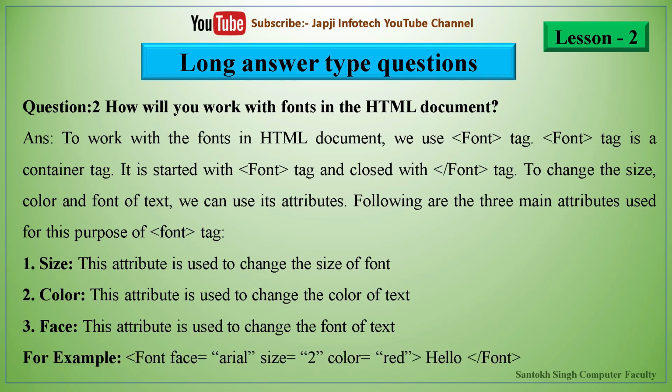And the example is: left angle bracket font, face equal to, in double quotes write Arial, size equal to, in double quotes write its size which is 2, and color equal to, in double quotes write red, and then close the right angle bracket. Then write the text in which you want to apply the font, and then close the font tag.